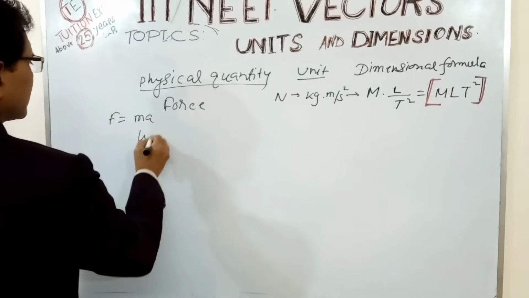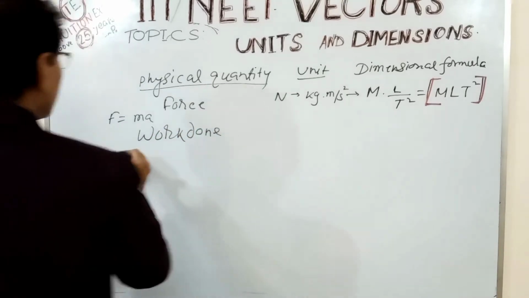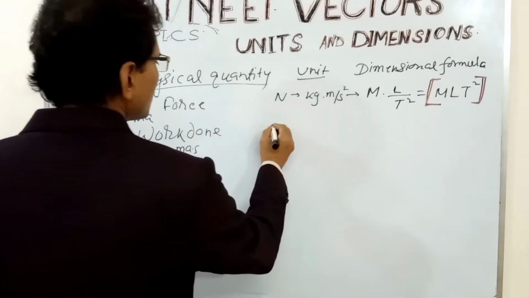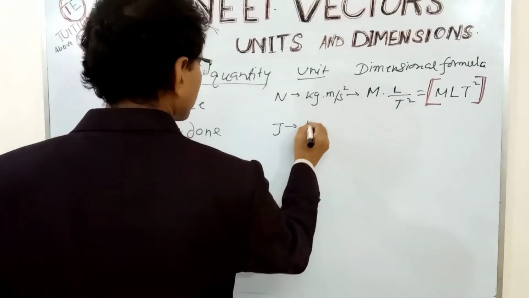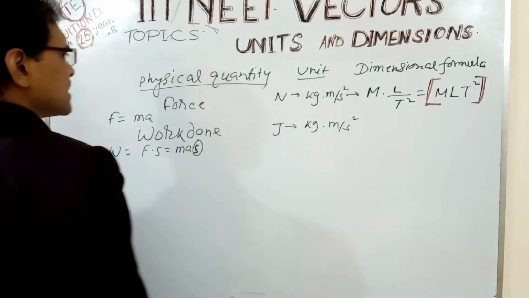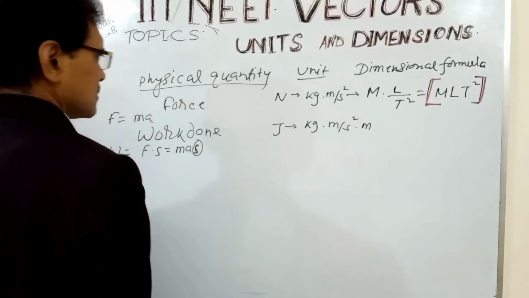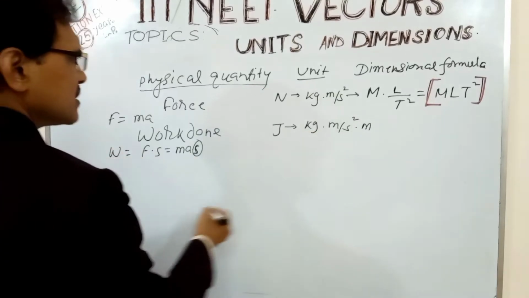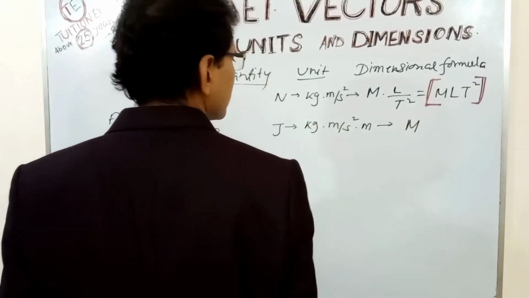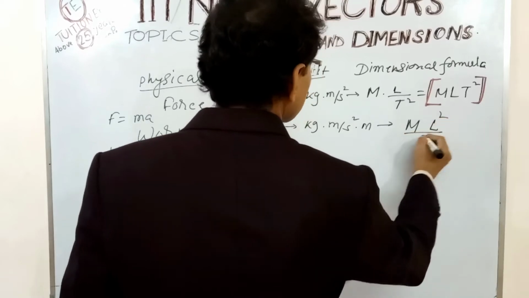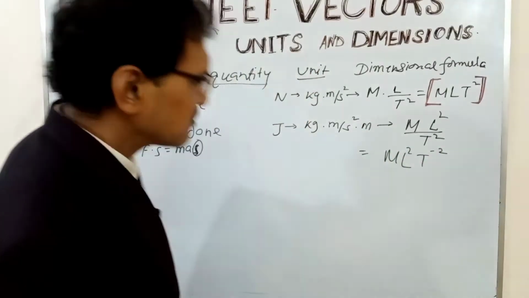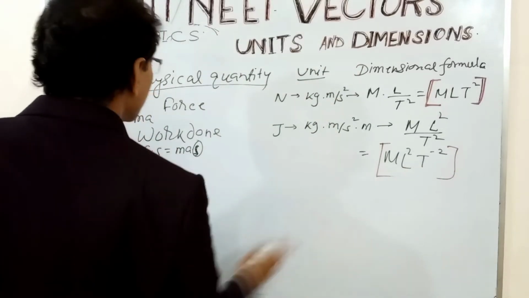Okay, suppose work done, W. What is the formula of work done? Work done equals force into displacement. Force equals mass into acceleration, so its unit is joule. That is mass, acceleration in meter per second square, into displacement S, which is in meters. Mass is kg, acceleration is meter per second square, and displacement is meter again. So mass is M, meter squared is L square, and second square is T square, that is M L square T to the power minus 2. This is written within square brackets. This is the dimensional formula of work done.